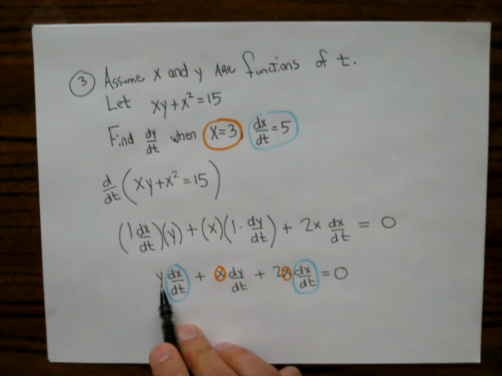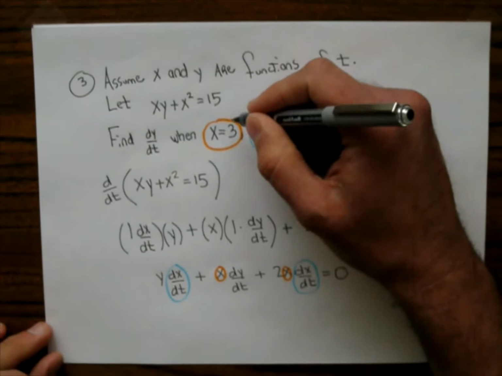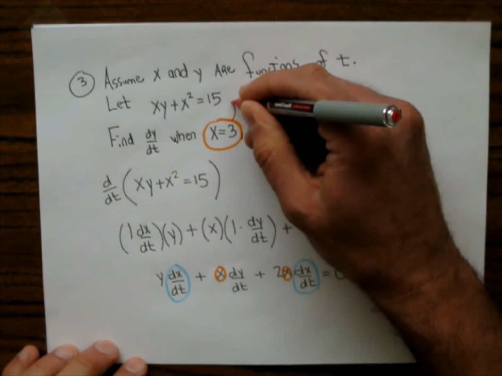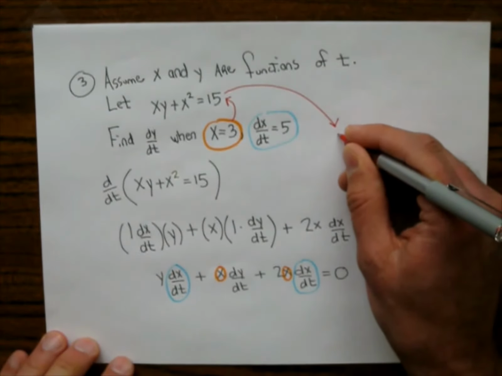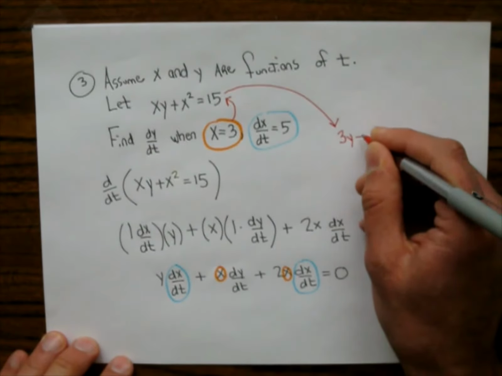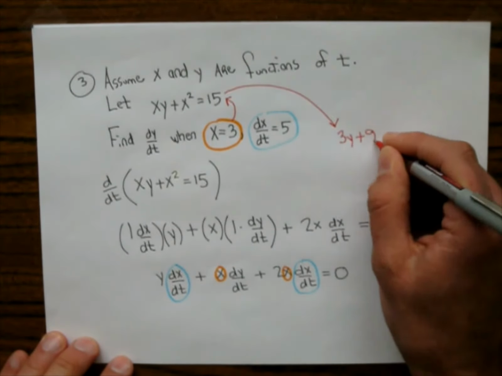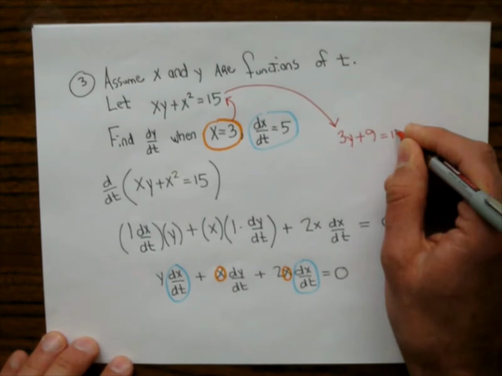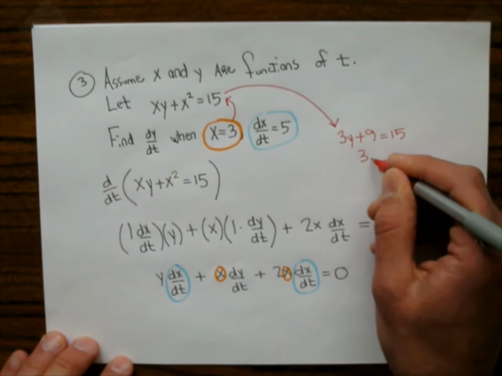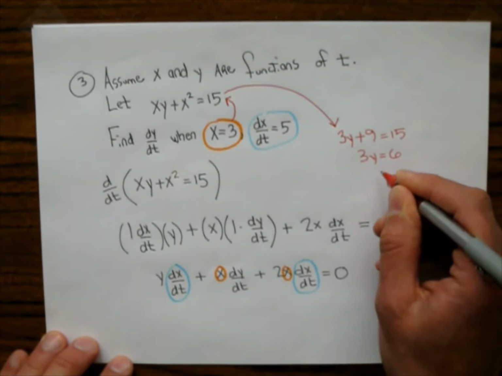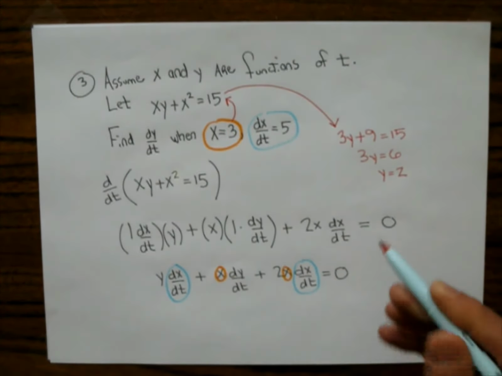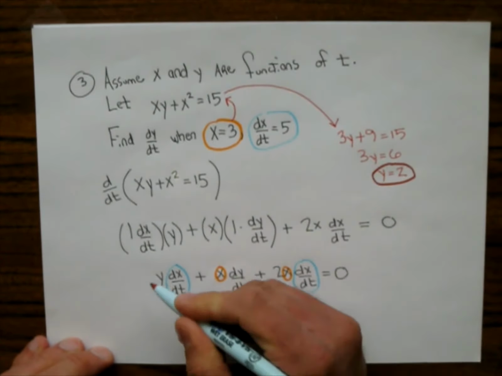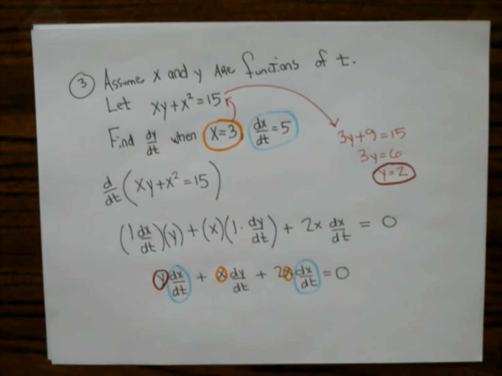Well, we can find the value of y because we know what x is. What we're going to do is put the x equals 3 into that equation. So I have 3y plus 3 squared equals 15. 3y equals 6, y equals 2. So we can put the 2 right there.